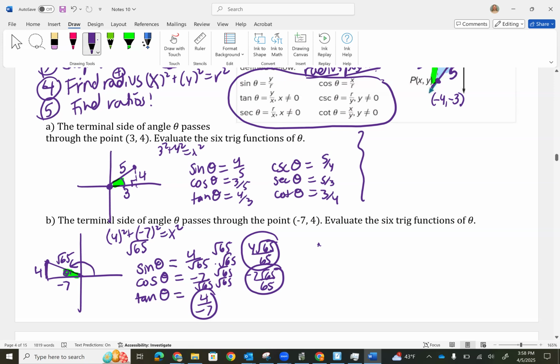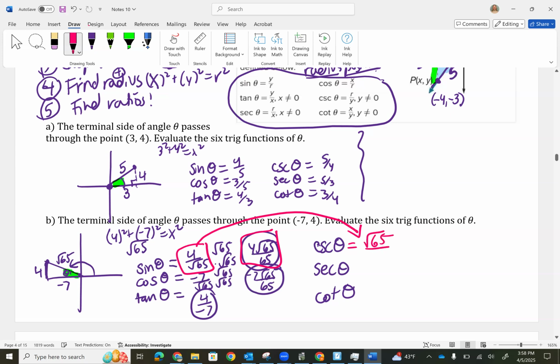When you do the reciprocal functions, you've got the cosecant of theta, the secant of theta, and the cotangent of theta. Okay, so let's watch this. You've got to flip over these things. Now be careful. You can choose this one or the unreduced. If it has a radical, go to the unreduced one and flip it over because you will not have to re-rationalize it. So the cosecant is root 65 over 4.